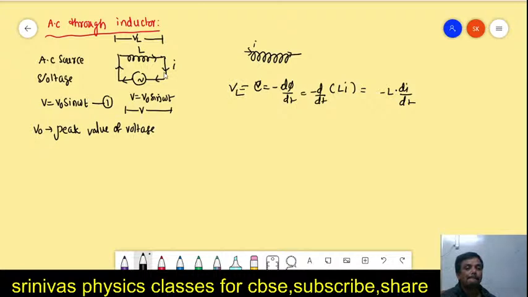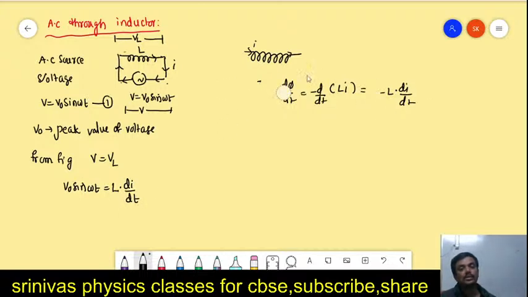And now from the figure, the voltage across the AC source V and the voltage across the inductance are equal because they are in parallel. The voltage across the AC source we write as V naught sin omega t, and VL, the voltage across the inductance, we write as L into di by dt. Only the magnitudes we have to write.